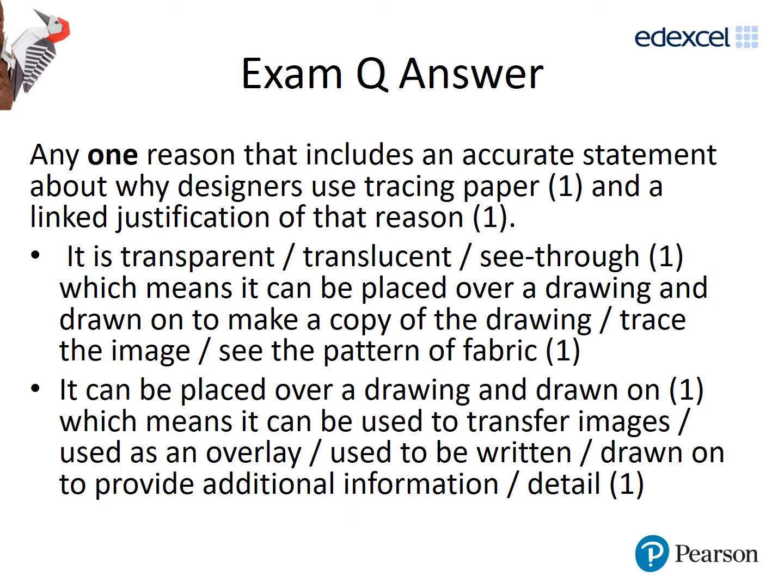Generally, for the examples here, you could have said it's either transparent, translucent, or see-through. You'd get 1 mark for that. It means it can be placed over a drawing and drawn on to make a copy of the drawing. Or you could have said it's transparent or see-through, which allows you to trace the image. Or it could have also been so you could see the pattern of the fabric underneath.